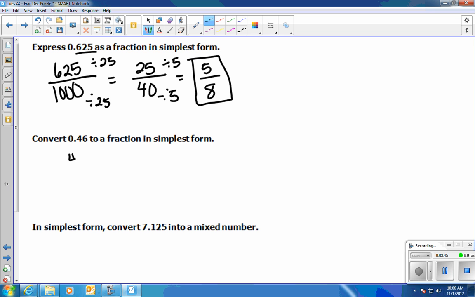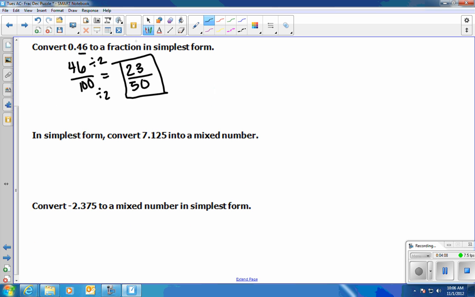This is 46 hundredths. So again, 2 decimal places, 2 zeros. And then you need to reduce. I'm going to reduce by 2. That gives me 23. Reduce by 2 gives me 50. There's nothing else that both of these are divisible by, so that means I'm done.